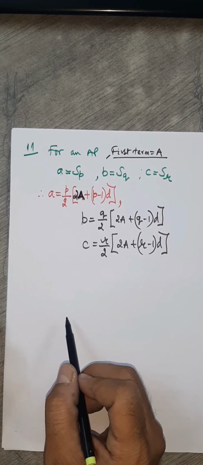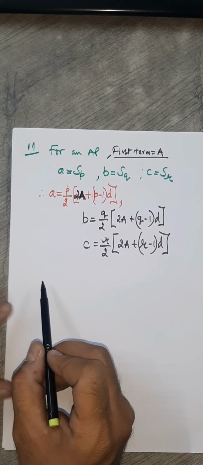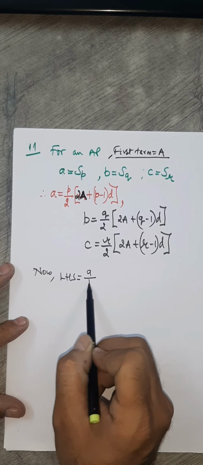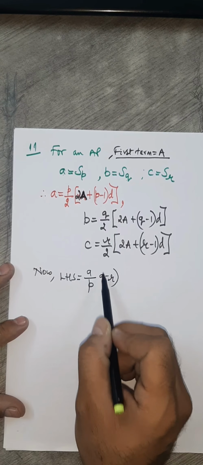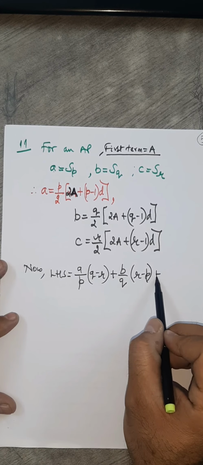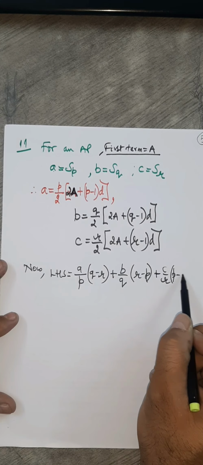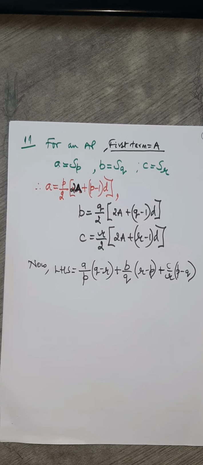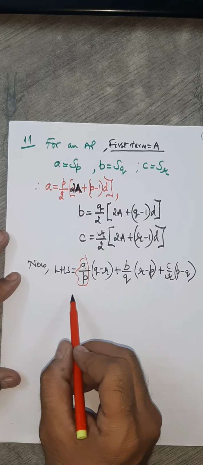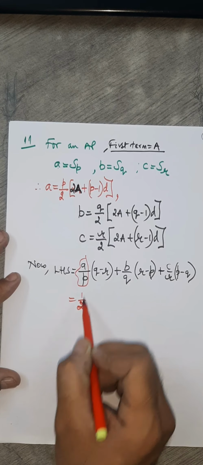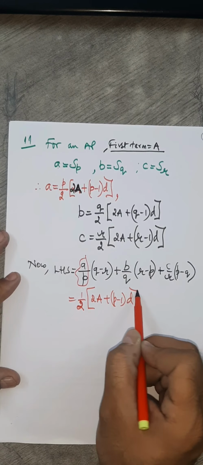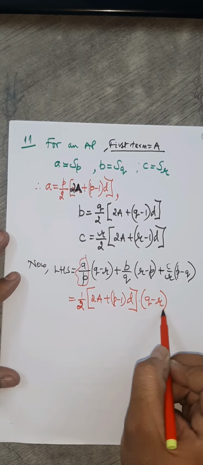Fine. Now very simple. What you need to do? You want to prove that this is equal to 0. So now I'll start with the LHS expression. What is the LHS expression? a by p into q minus r plus b by q into r minus p plus c by r into p minus q. Now you can just observe from the given things. You take p down here. So what's the value of a by p here? That is half this expression, which is 2A plus p minus 1 into d, into q minus r as it is. We are doing nothing with that.